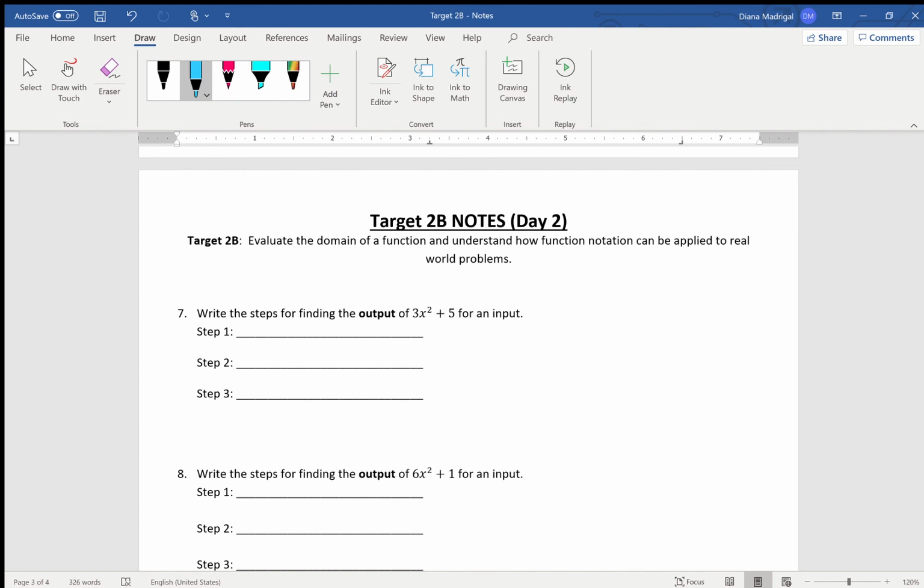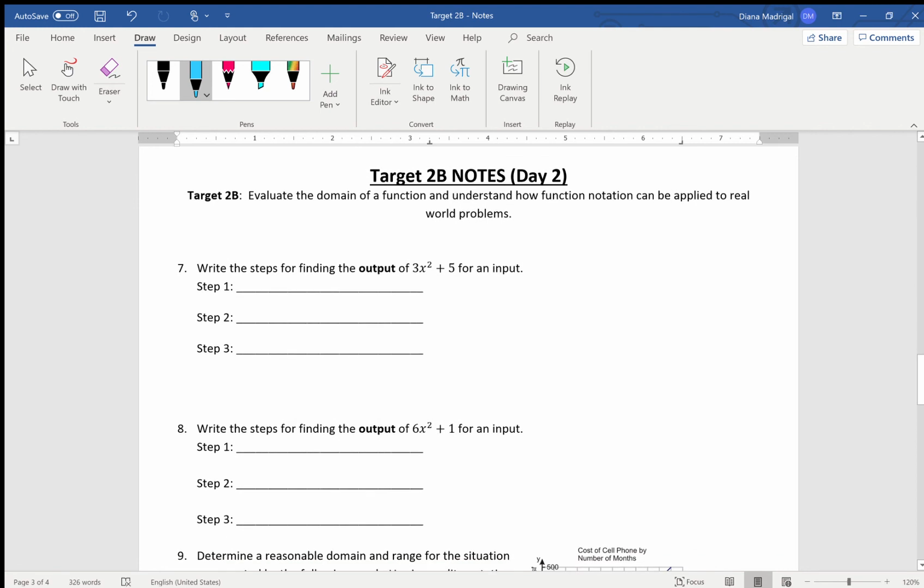real world problems. All right, questions 7 and 8 are pretty easy, okay? And these are just filling in the blanks. Okay, so it says write the steps for finding the output of 3x squared plus 5 for an input. So they gave you the output, which is 3x squared plus 5. They're asking you to write the steps for the input. Remember, if they gave you x by itself, what will be the first step?